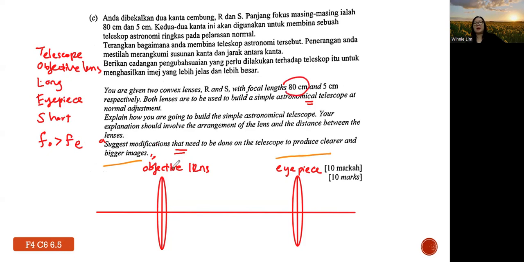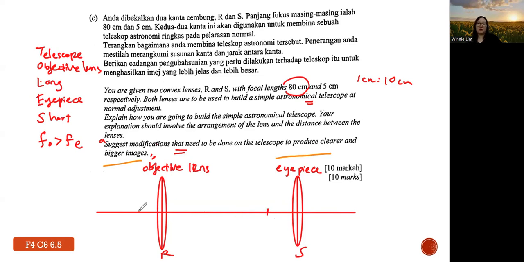Okay, so obviously this will be R, this will be S. Assuming you use a proper scale, maybe 1 cm to 10 cm. That means I'm going to draw 8 cm and 0.5 cm, something like that, if you want to be proper. But if they didn't mention drawing to the actual scale, you just show that this is longer than this.